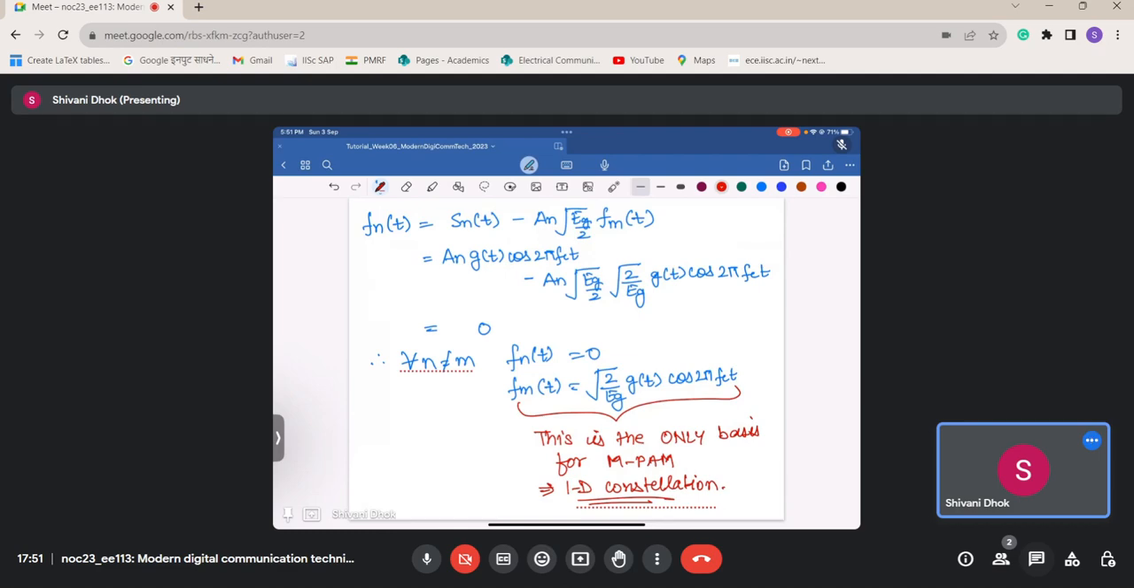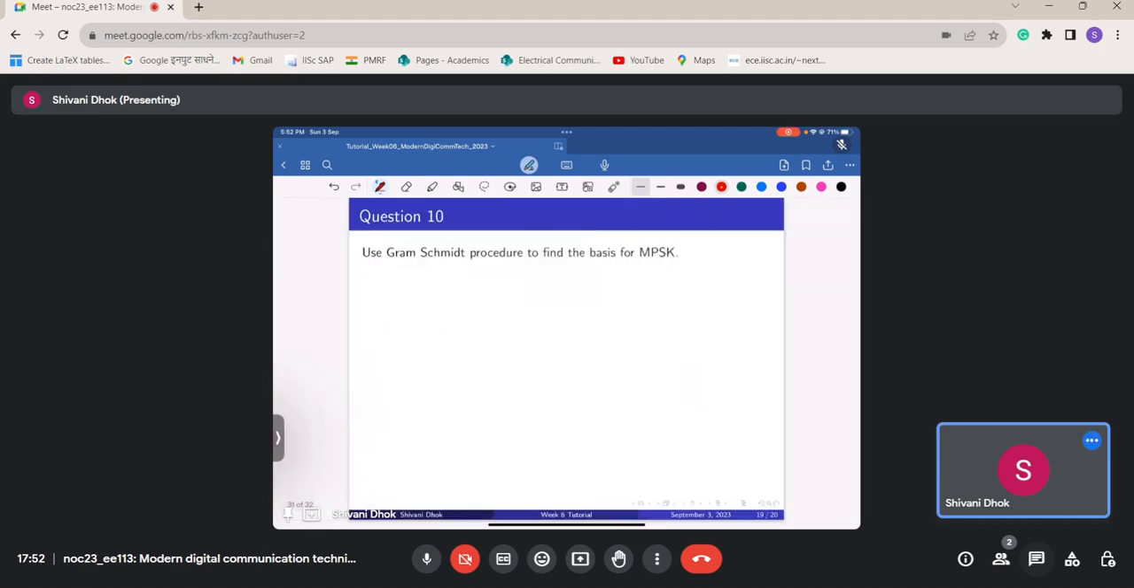Any questions? Okay, if there are no questions, then let us go ahead with the last question that I wanted to cover today. It is also very similar to what we have solved previously. It says that we need to use the Gram-Schmidt procedure to find the basis for MPSK.